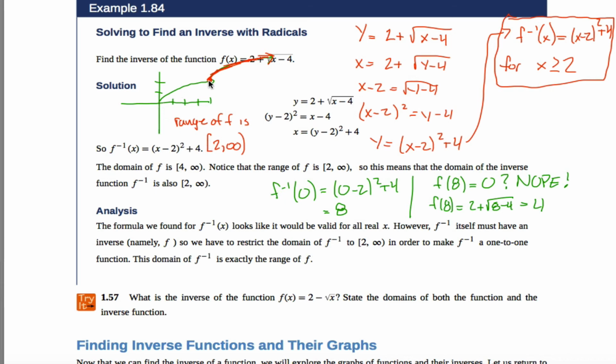The range of the original toolkit function, the square root of x, is everything from 0 to infinity. And if I shift everything up by 2, it's now everything from 2 to infinity. Whether or not I shift it left or right is completely immaterial. Only this 2 ended up mattering.